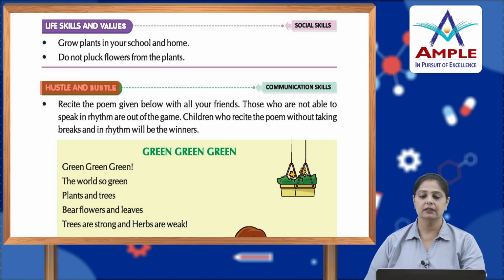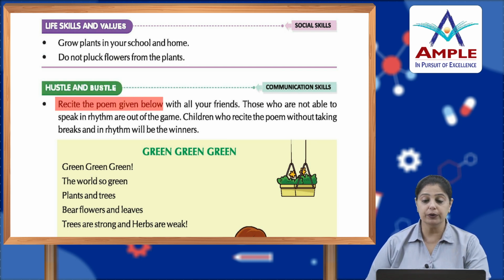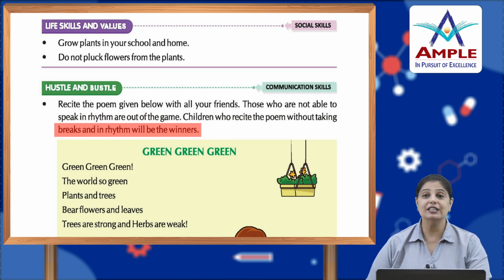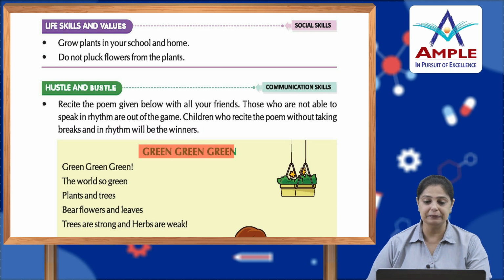Hustle and bustle. Recite the poem given below with all your friends. Those who are not able to speak in rhythm are out of the game. Children who recite the poem without taking breaks and in rhythm will be the winners, okay. This poem is Green, Green, Green.